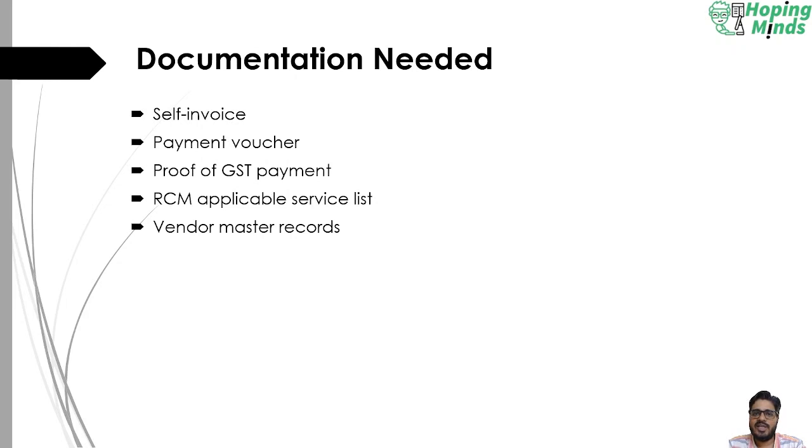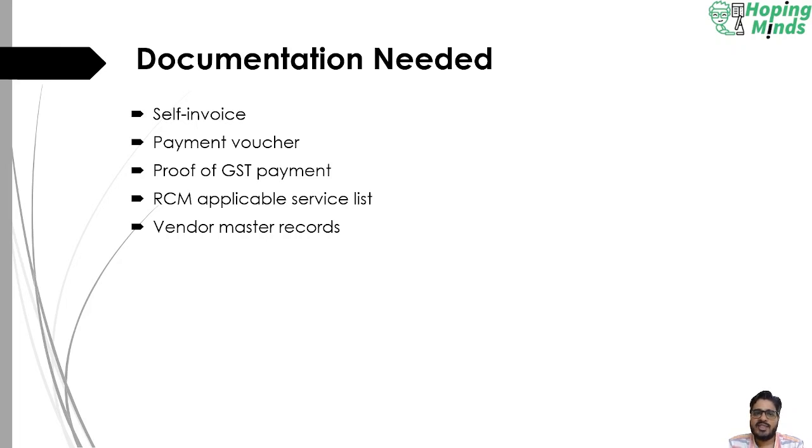So what documentation is needed in case of reverse charge mechanism? Self-invoice that is generated by the recipient of services or goods, then payment voucher, the payment that has been made to the supplier, then proof of GST payment. If you are paying GST under the reverse charge mechanism, then a challan is required to be generated and such challan should be kept as a record.